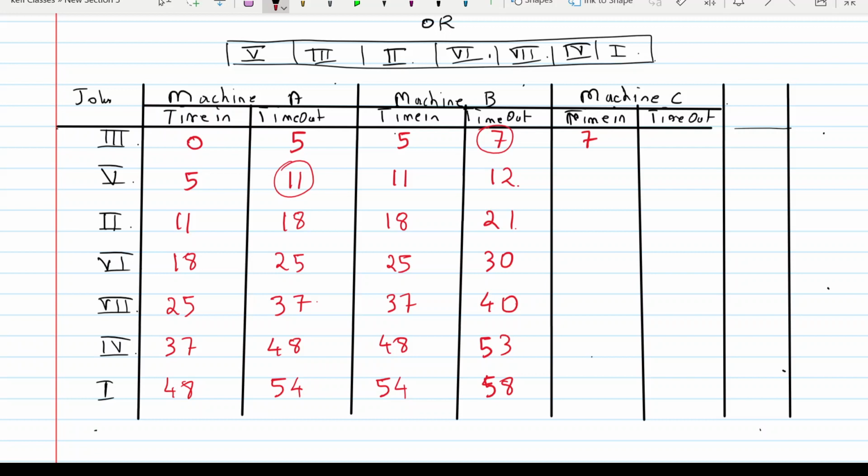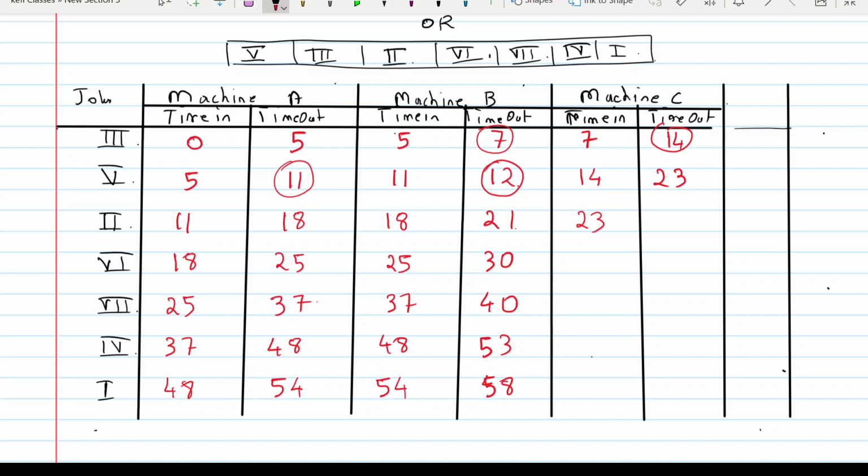So that's how much time? 7, no? Yeah. So 7 plus 7, 14. 12 and 14. Between 12 and 14, the higher value is 14. Then job 5. Job 5 is 9 minutes. 14 plus 9, 23. 21 and 23, 23 is higher. So this is 23. Job 2.